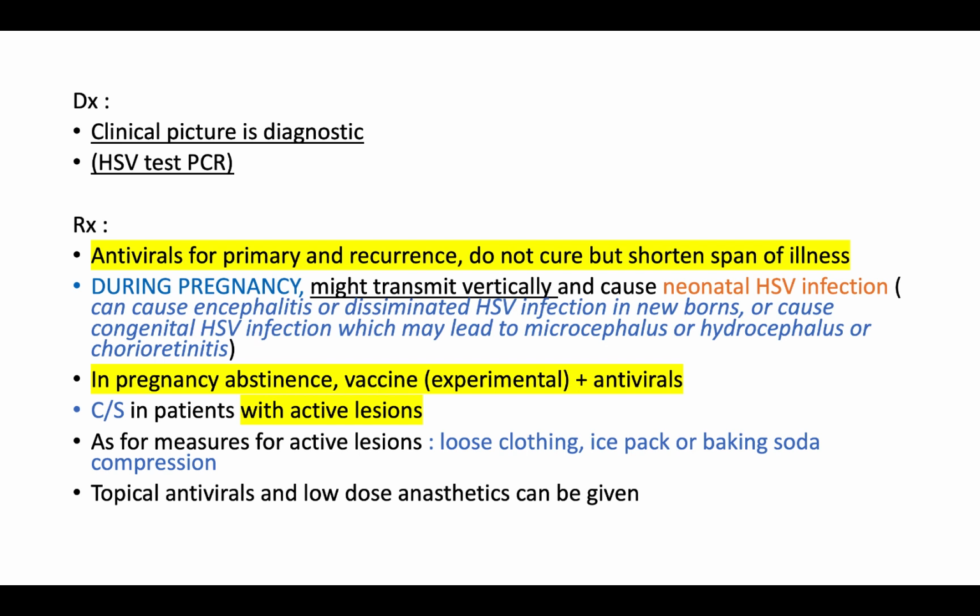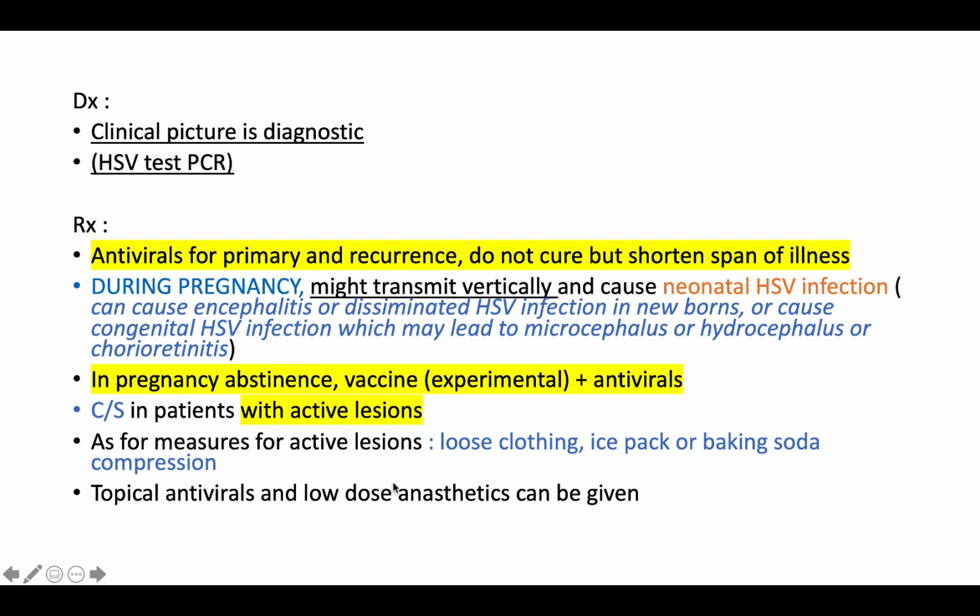Now if the mother has active lesions, you're not going to let the baby go through the birth canal, so you can elect to do a cesarean section, where you do an incision through the skin and then through the uterus, and then deliver the baby through this incision. So obviously you are bypassing the birth canal.